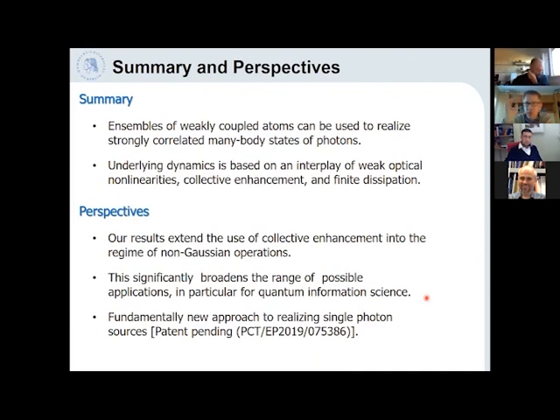Okay, of course, if you have a strongly coupled ion coupled to a cavity, then you use this as a source of single photons. But in spectral ranges where you don't have such a strongly coupled emitter available, this scheme may be of interest.